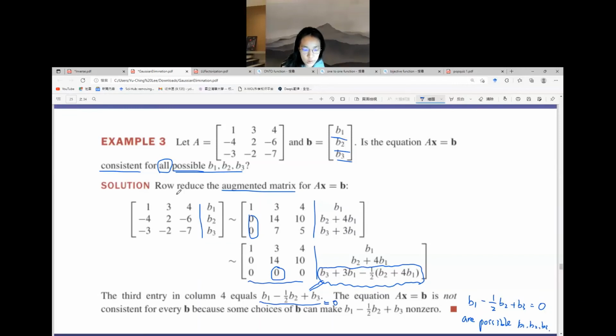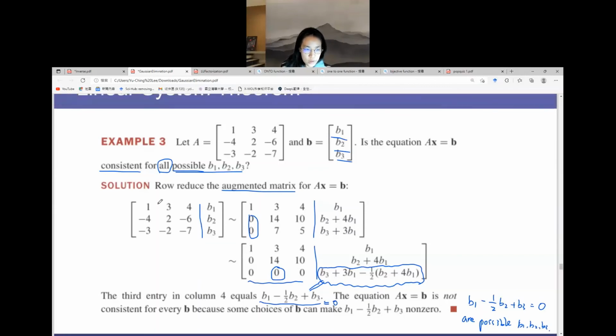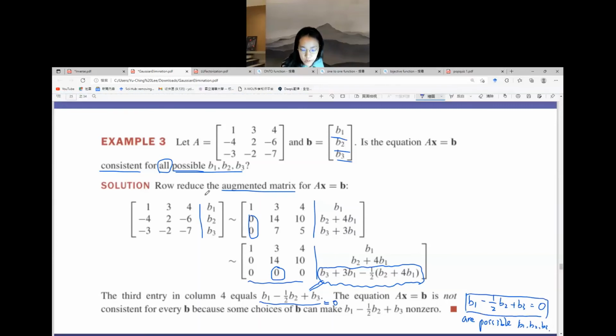So the answer is that the system does not always have a solution. The system is not always consistent. And the requirement for the system to have a solution is that the third entry in the fourth column must be 0.